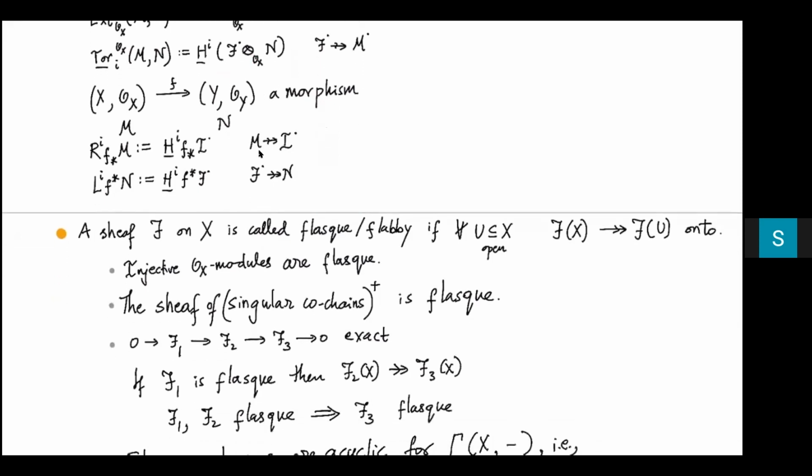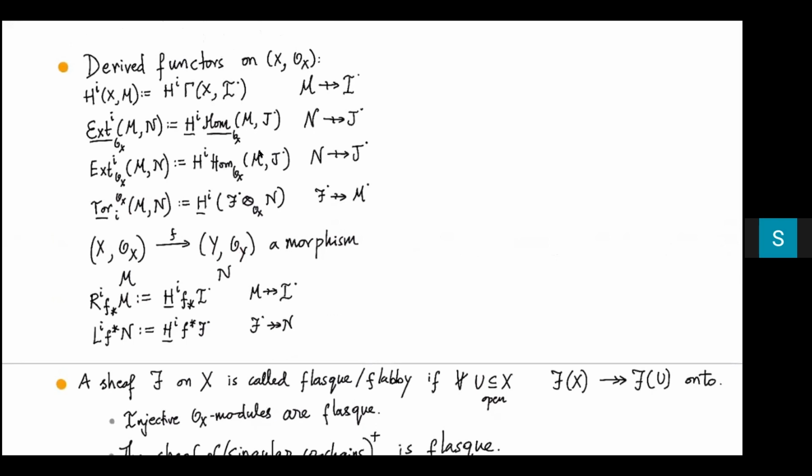Finally, if you have a map between two topological spaces, then given a module M here and a module N here, you can try to push this down and pull that back up. And corresponding to that, you have your corresponding derived functors. For example, if you push it down, that is f lower star, and then there are the R^i, the right derived functors of f lower star, because f lower star is a left exact functor.